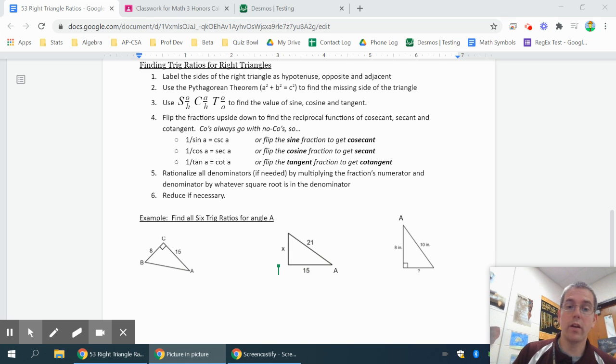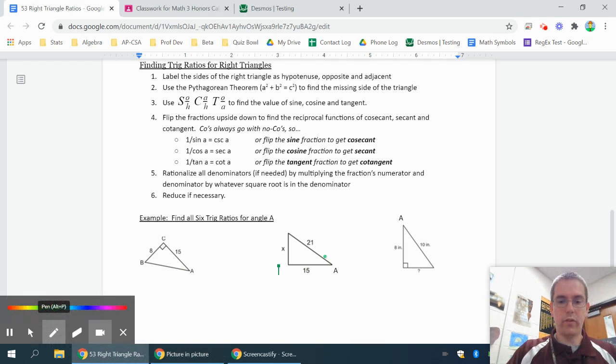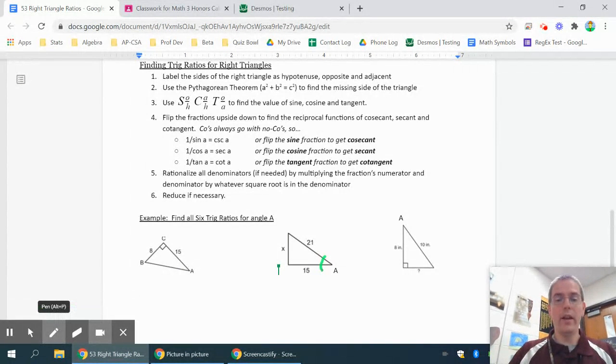Okay, we're going to go ahead and go through another example of finding your trig ratios. So let's look at this one in the middle. It's going to start off the same way as I did on the first example. Mark angle A and label. I label the hypotenuse first. It's the one across from the right angle. So it is the 21.